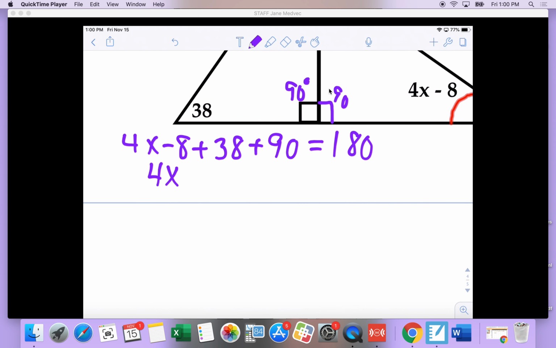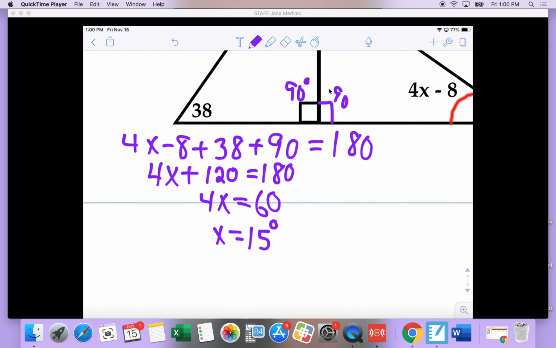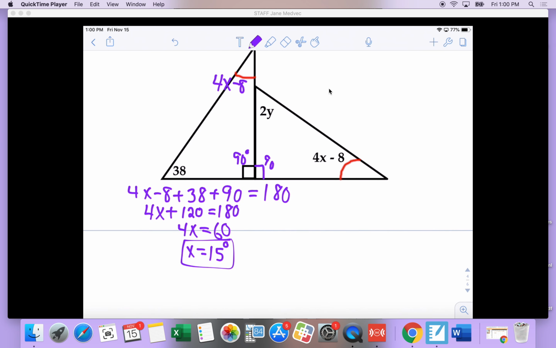So 4x plus 120 equals 180. 4x equals 60, I heard someone say. Yep, so x gives me 15. Very good. Yep, 15 degrees. All right, I got x. How do I go finding y?